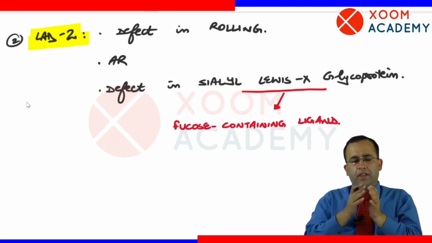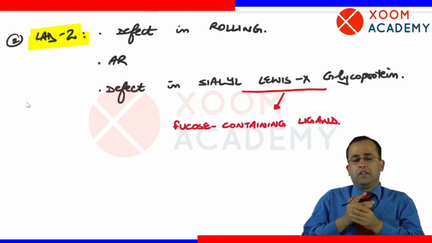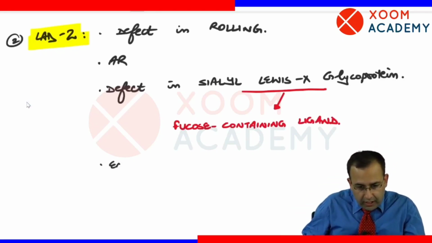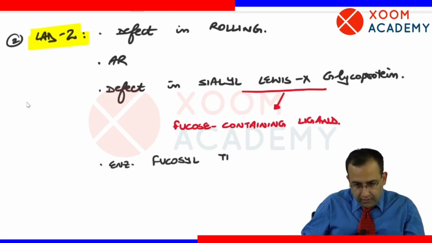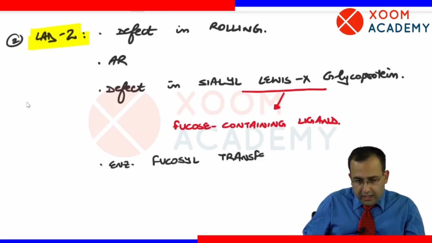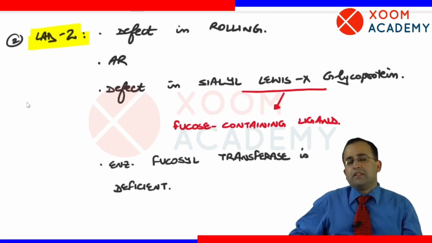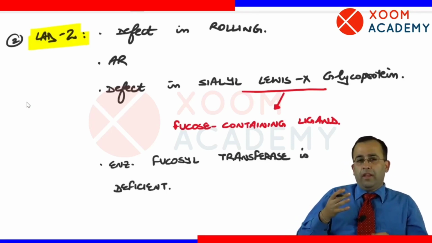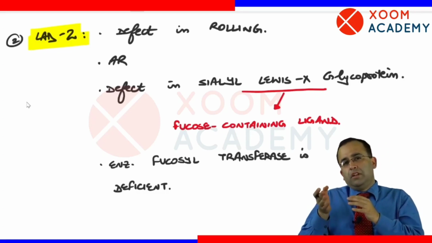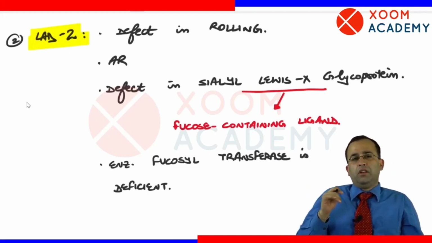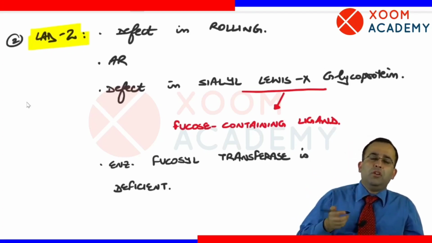Remember biochemistry, glucose, fucose, these are the carbohydrates. So in LAD2, the enzyme fucosyl transferase is deficient. So खुद सोचो, fucosyl transferase is deficient, as a result of which fucose is not able to enter into sialyl Lewis X glycoprotein, leading to a defect in rolling.